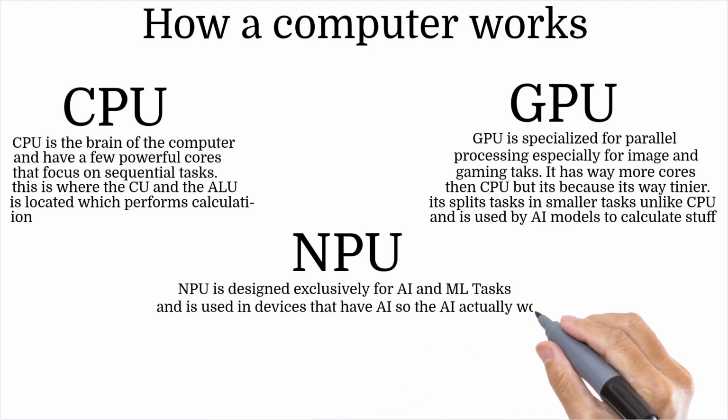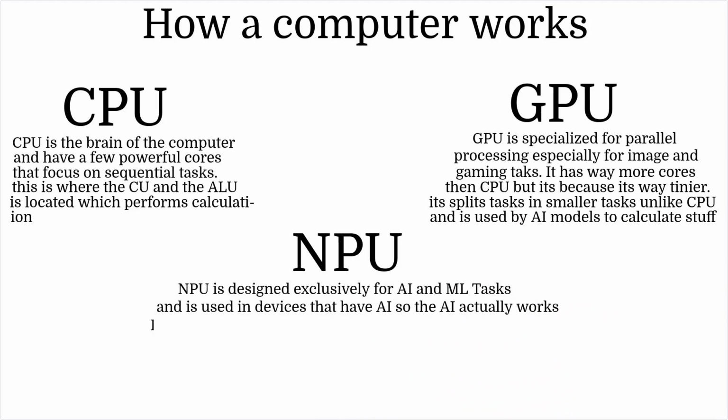The control unit of a CPU manages the execution of instructions. The arithmetic logic unit handles arithmetic, add, subtract, etc., and logic operations: and, or, not. Cache: small, fast memory inside the CPU to store frequently used instructions. Registers: temporary storage for small pieces of data that the CPU is currently working on.